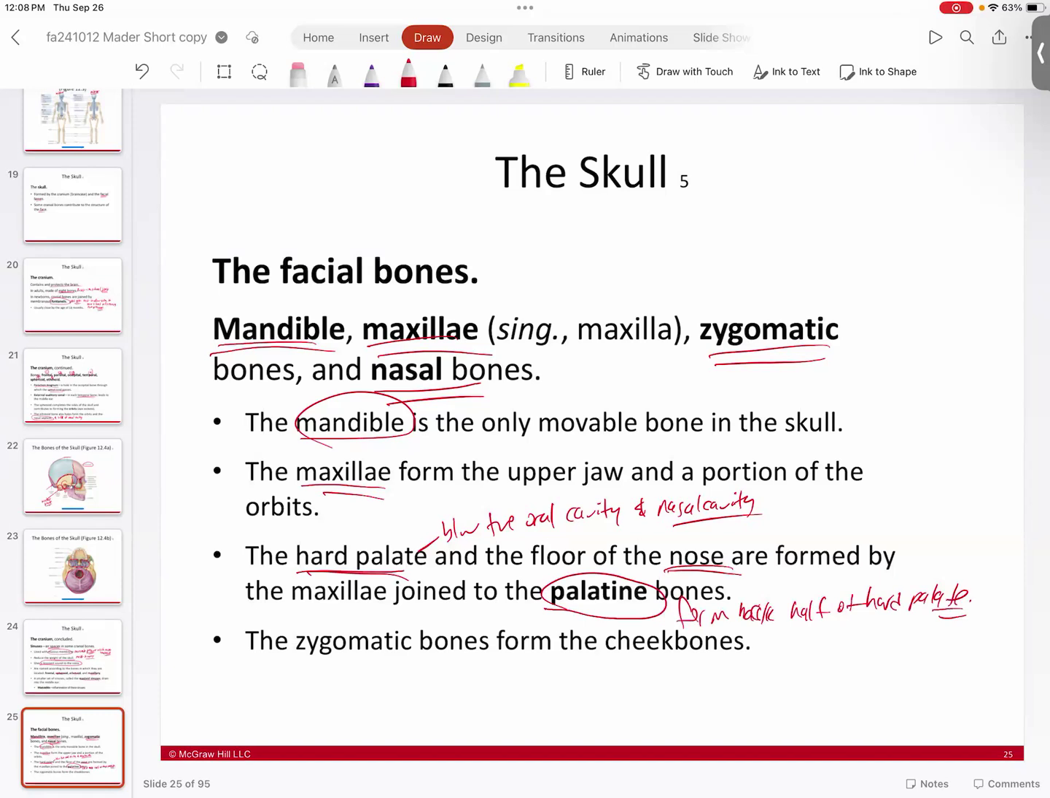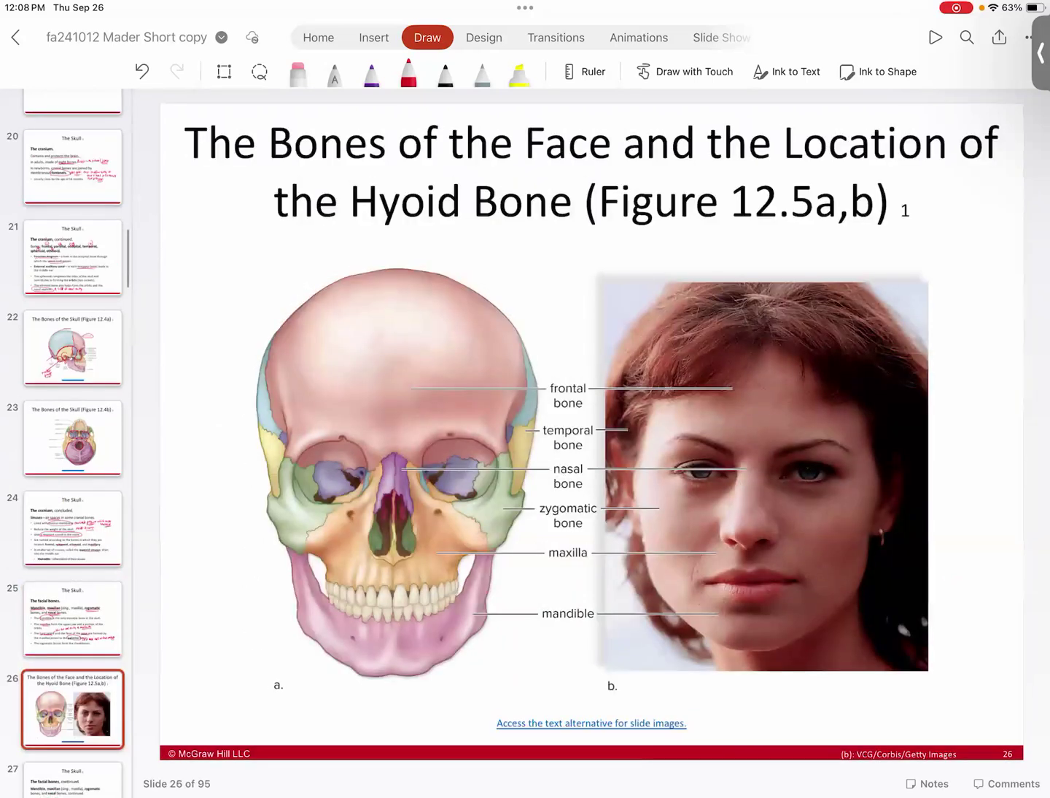And then the zygomatic bones curve around the front and they form the cheekbones. So here's kind of what it looks like. So here's your zygomatic. You can see basically it's forming the cheekbones here and also the edge of your eye orbit. The maxilla is basically going to form part of your nasal area. Seeing it's going into the eye orbit as well. The mandible is the one that we move up and down to chew. And then the nasal bones, which are these purple guys right here in the middle, form our nasal bridge.